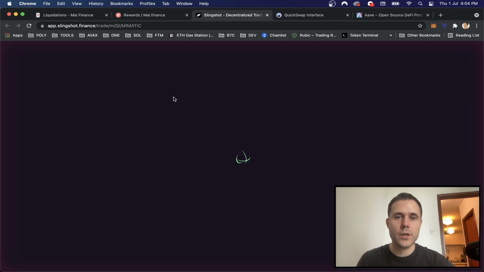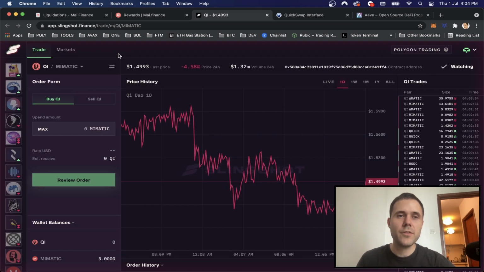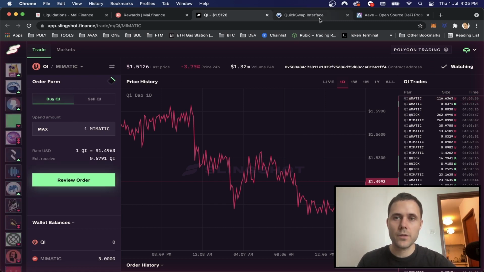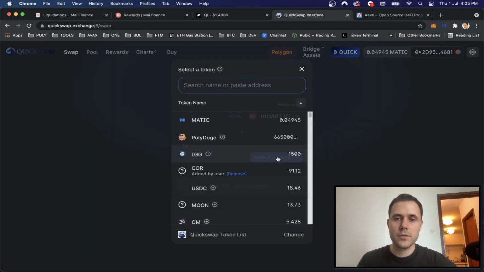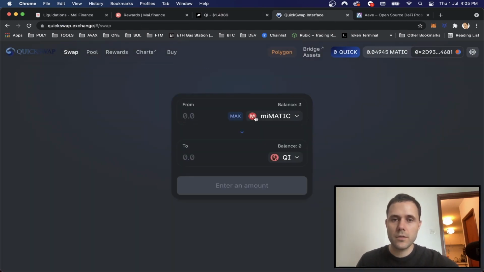slingshot.finance, which is a charting site. You can use this to chart tokens, and you can also use it to buy tokens on here. So we've got buy and sell options. I'm not really going to talk too much about this. And they've got a whole bunch of coins on here. You can take a look yourselves. Also, you have the option to buy on QuickSwap. So we've got Chi listed here.